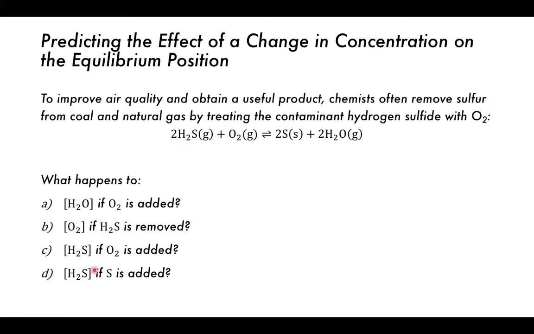Then what happens to the concentration of H2S if sulfur is added? If we add more sulfur here, so we increase the concentration of sulfur, then the equilibrium has been disturbed. And so the equilibrium will move to consume this excess sulfur. And so it will produce more H2S. So the concentration of H2S will increase. Coincidentally, the concentration of O2 will also increase.